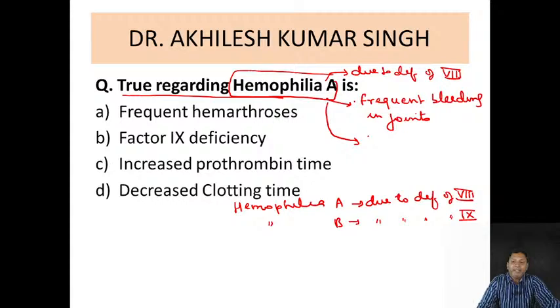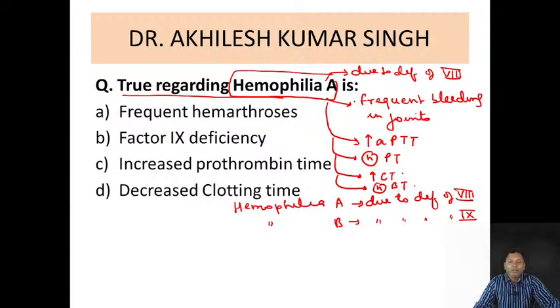There is an increase in the activated partial thromboplastin time and a normal prothrombin time. Right, and there is also an increase in the clotting time, and a normal bleeding time. So bleeding time is normal, clotting time will be increased, prothrombin time is normal, and the activated partial thromboplastin time will be increased. Right, and there will be frequent bleeding in the joints.